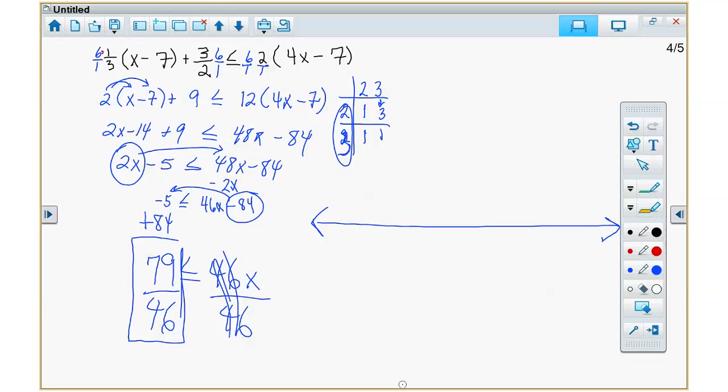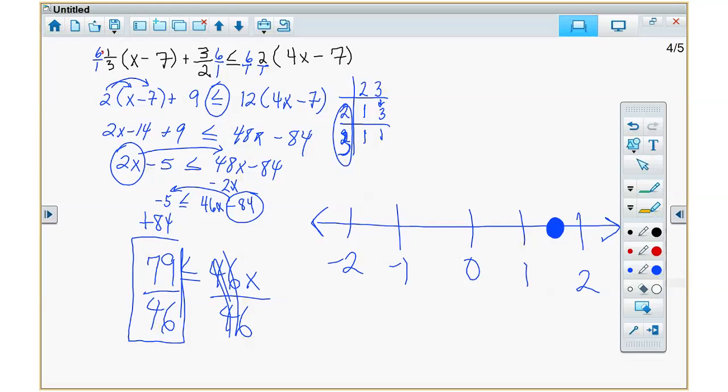Somebody punch it in your calculator now. 1.7. Okay, I'm off a little bit. So that'd be negative 1, negative 2, 1, 2. Now, what kind of circle are we going to have? Closed. So 1.8 or 1.7, take that guy and you put it right about there.